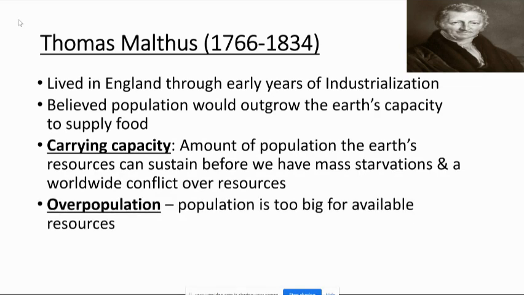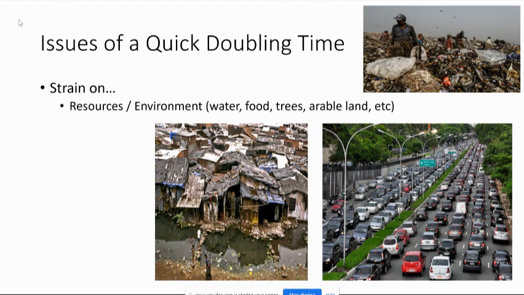Okay. So going along with this idea of carrying capacity, if you exceed your carrying capacity, then you are what demographers call overpopulated, and your population is just too big for the available resources. Now, Malthus just talked about food, but when we look at other things, it's not just food. It could be healthcare, it could be drinking water, it could be housing, all those other things. That's really kind of the issues of a quick doubling time. So when we say was he correct, for the most part he is not correct, but he is kind of correct during stage 2 and 3.